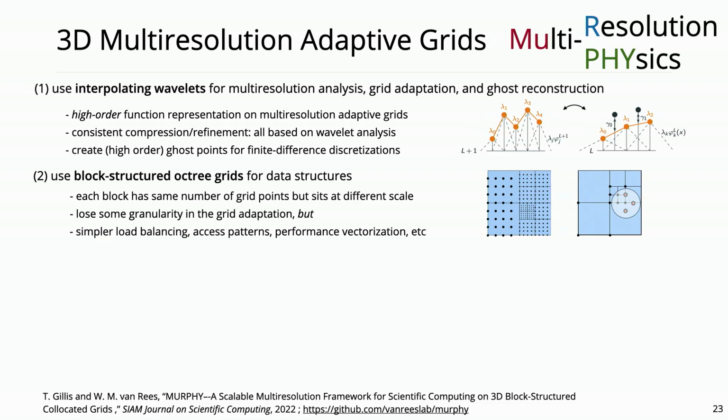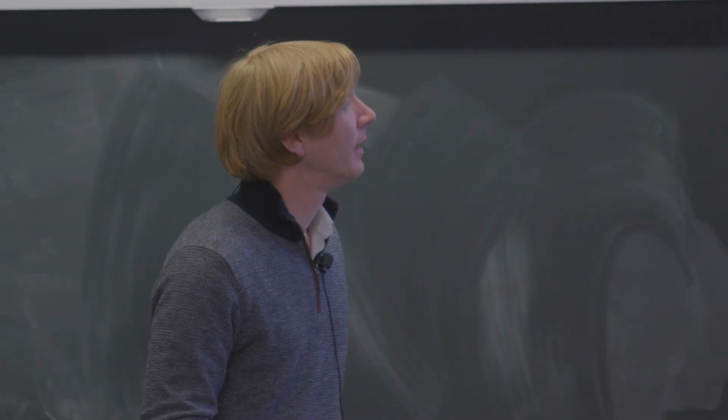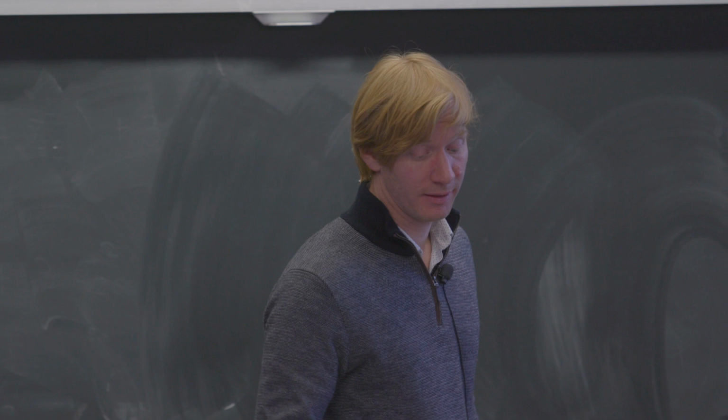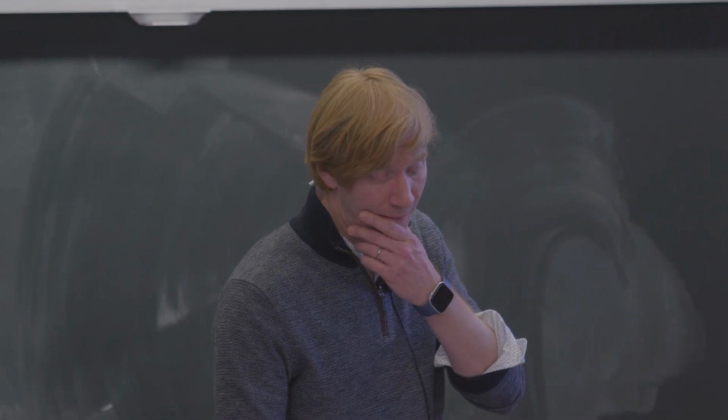The implementation works on a block-structured octree grid. So we have these little blocks that always have the same number of points, but they exist on different physical levels, and they're all organized in an octree grid that allows us to do load balancing, have nice access patterns, and vectorize for performance. And throughout, we use high-order finite difference for advancing the equation in each block.